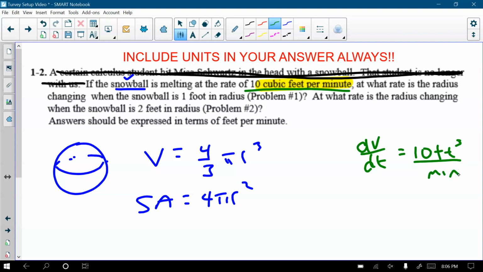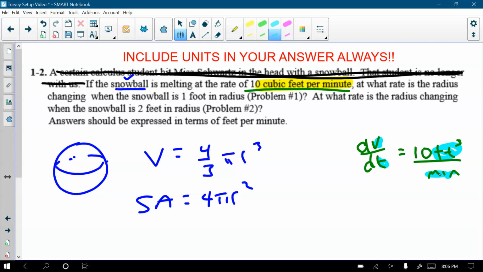And if you take a look at the variables here, it kind of makes sense why that works. We have volume, which is cubic feet, and then we have time, which is minutes. So dV/dt does make sense that it's 10. Okay.